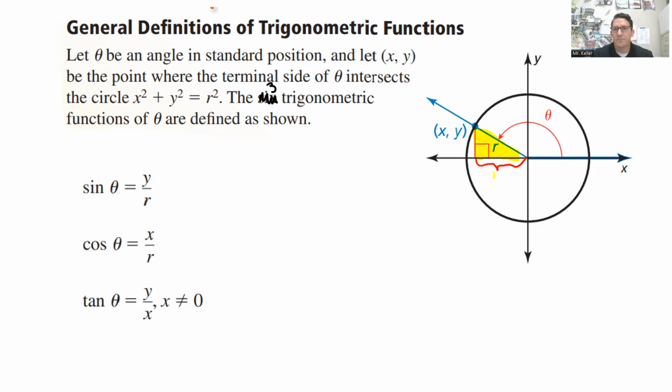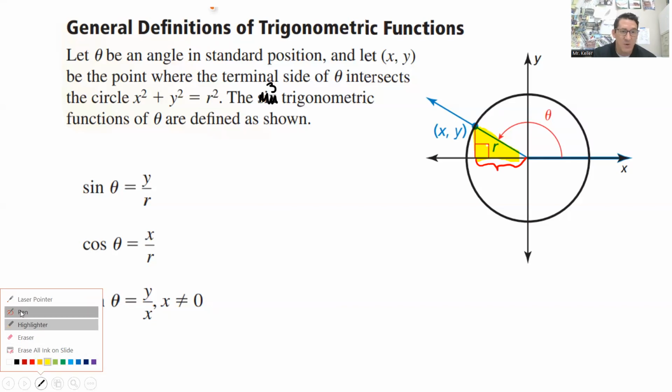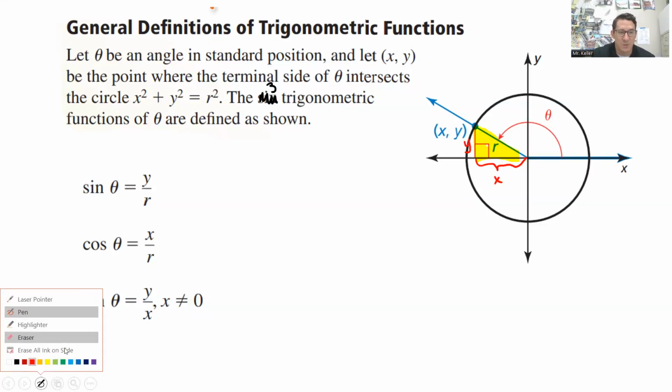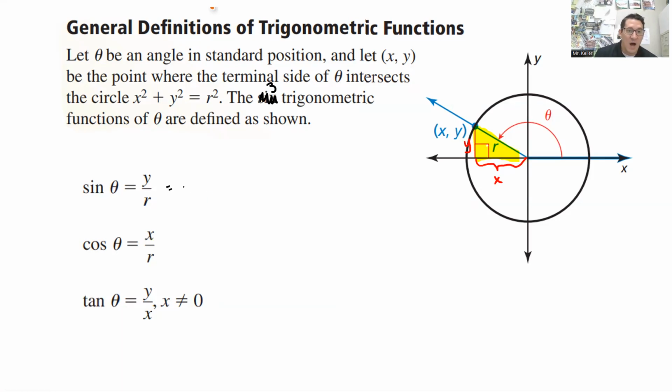All right. So we have this leg. The value of that is going to be whatever the x coordinate is of this point. The x coordinate of that point is going to be the distance of that leg. The y coordinate is going to be the distance of the vertical leg. And then to find the hypotenuse, we need to do Pythagorean theorem. That's what x squared plus y squared equals r squared is. That's just Pythagorean theorem.